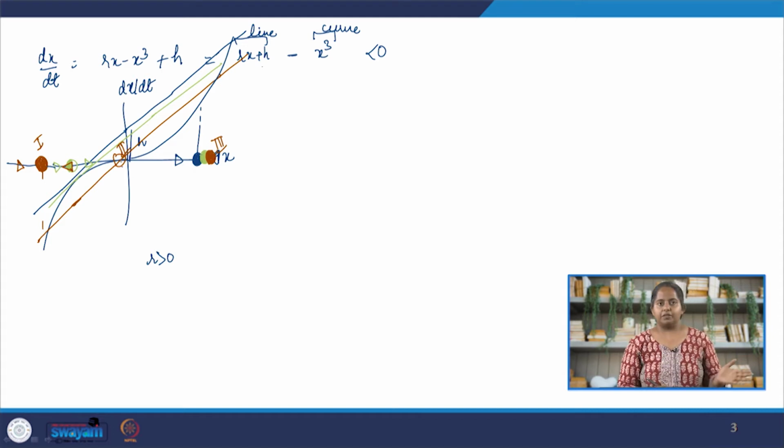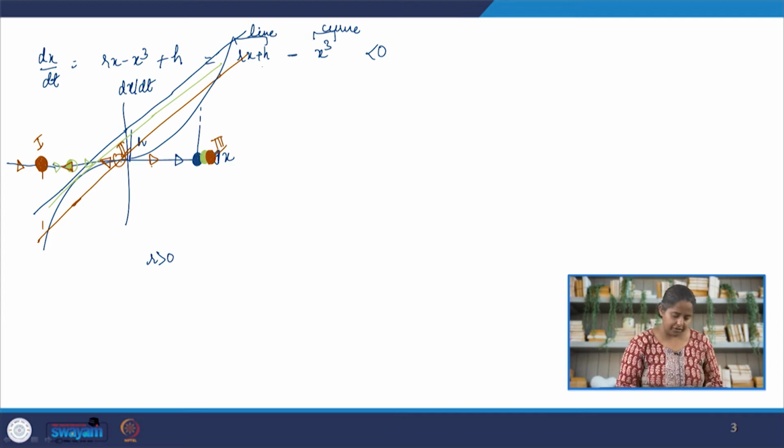Let's look at the second fixed point. On the left side of this fixed point, the curve is above the line, which means the flow is going to be towards minus infinity because dx by dt is negative. On the right side, the line is above the curve, which means x will be increasing, dx by dt is going to be positive, the flow is going to be to the right. So this is an unstable fixed point. So we have seen that as we vary h, 2 new fixed points appear. One of them is a stable fixed point, the other is an unstable fixed point.